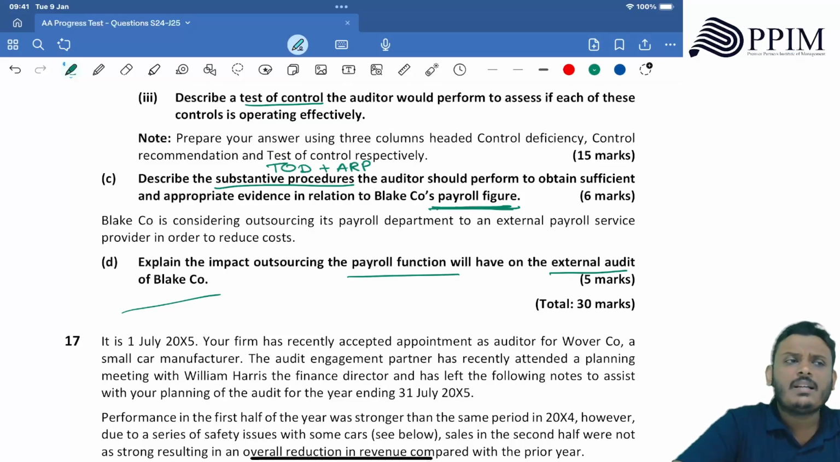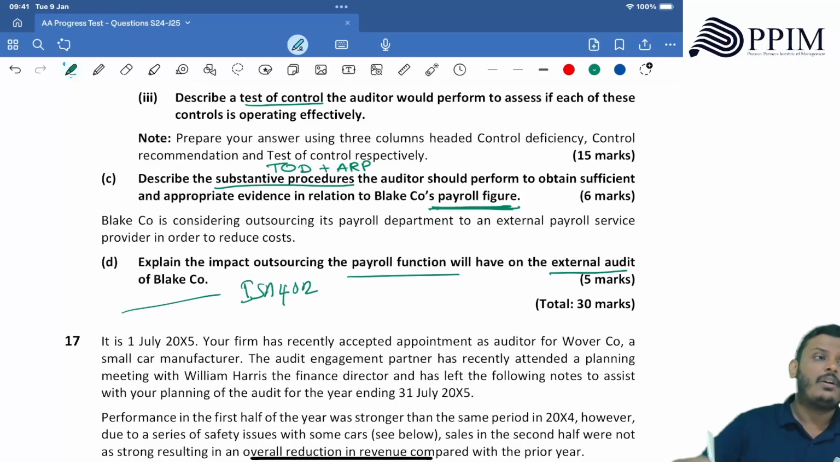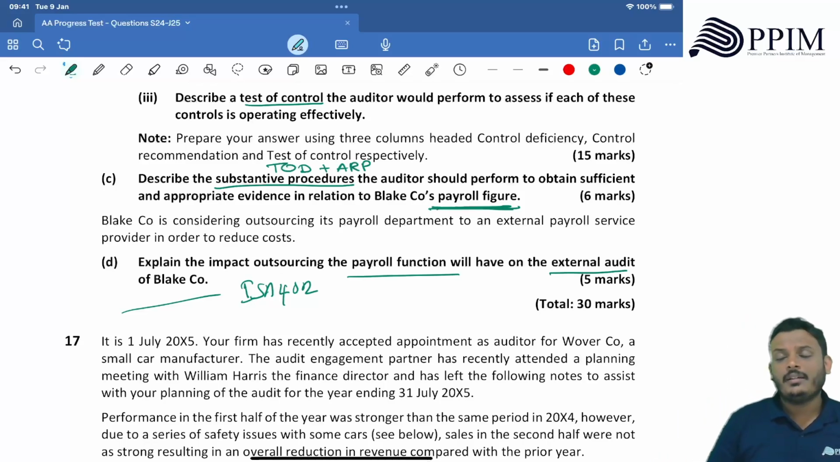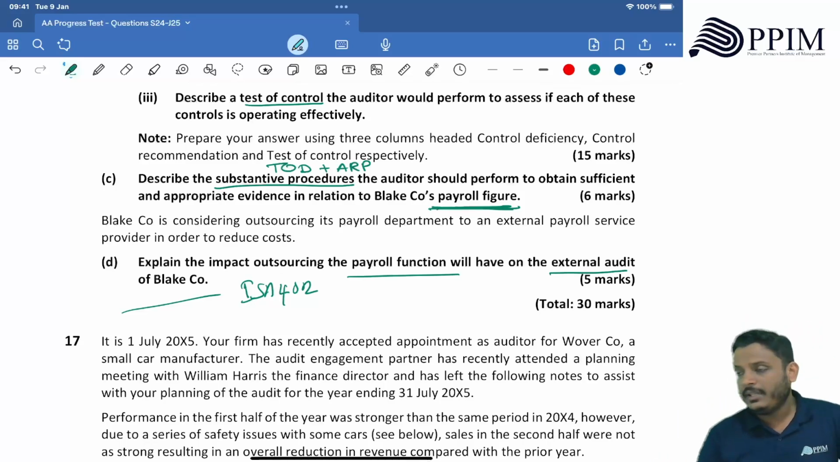So it comes under ISA 402. Don't forget this. It comes under ISA 402, service organizations. So the service provided by the company comes under what? Service organization. So type 1 and type 2 reports are required. What is a type 1 report? Whether the control exists or not. What is a type 2 report? Whether the control is effective or not.